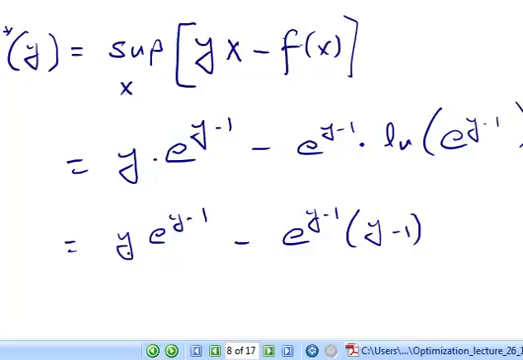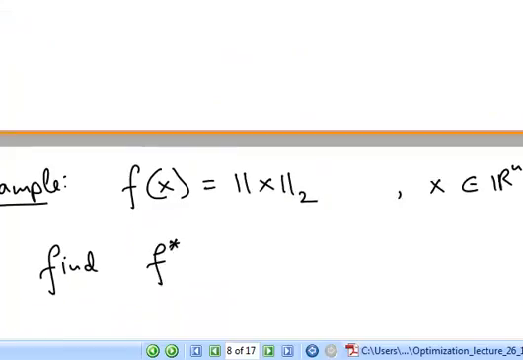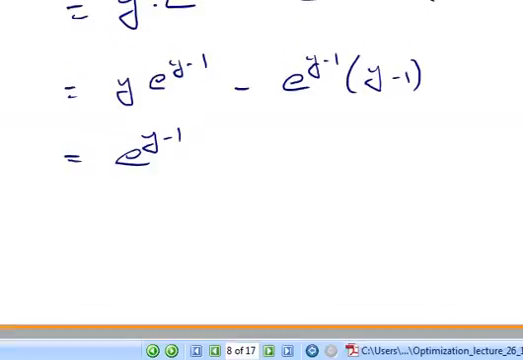Correct? So we have this e to the power y minus 1, and you have this minus y e to the power y minus 1. They will cancel each other. You basically have minus of minus. So that's our f star of y for this particular function.